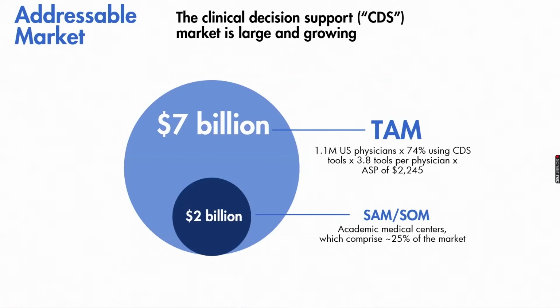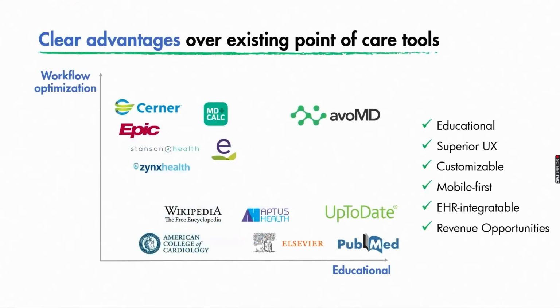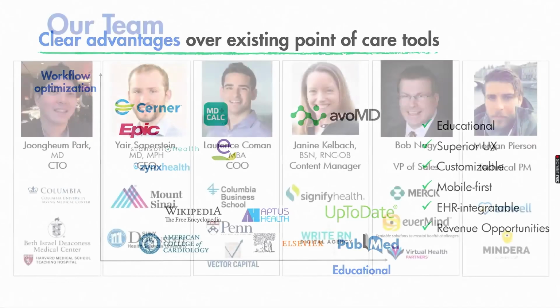We're addressing the clinical decision support market, which is now a $7 billion market and expected to grow because of increased regulations for the use of clinical decision support, as well as increased interoperability with systems speaking to each other. We have clear market advantages over our competition. Our competition is either workflow optimization, like order sets within the EHRs, or is educational, like reference tools, like UpToDate. But we're at the nexus of the two of them to allow for optimization of clinical care while also educating and empowering physicians at the point of care.